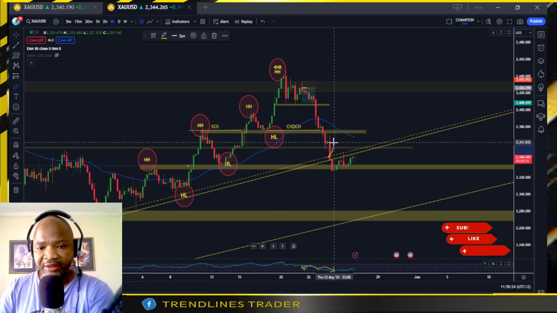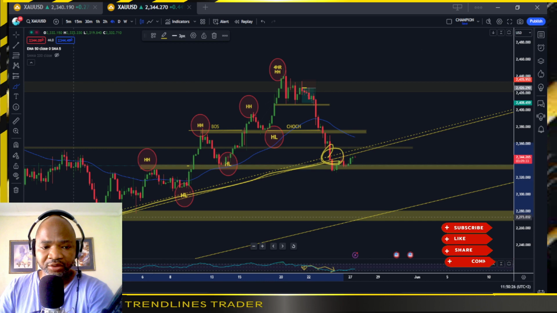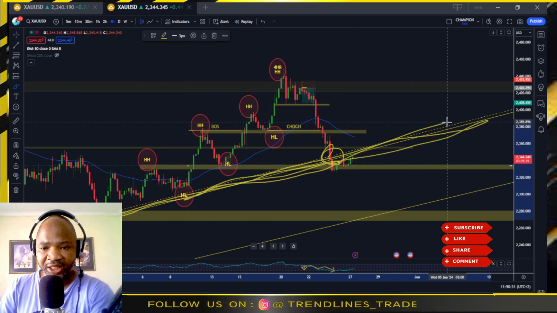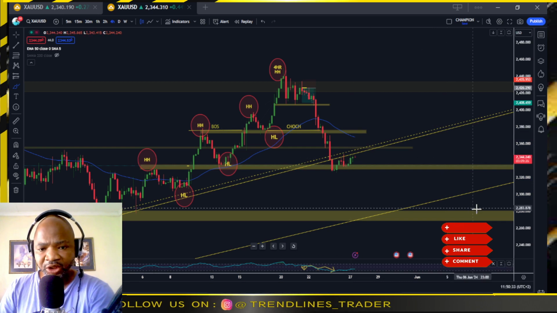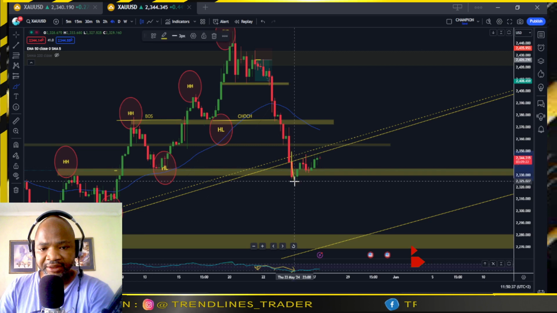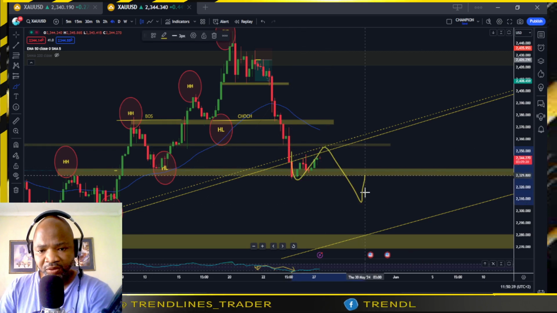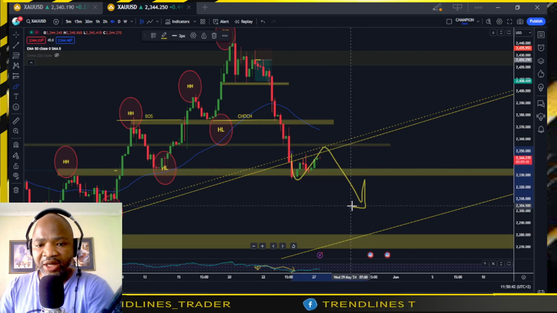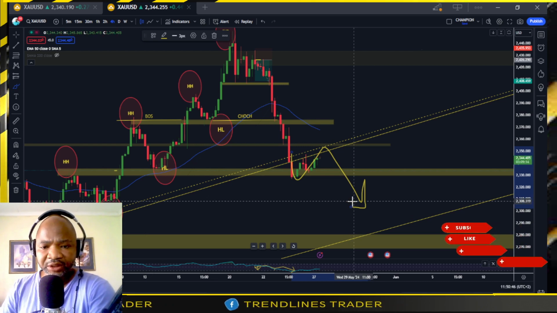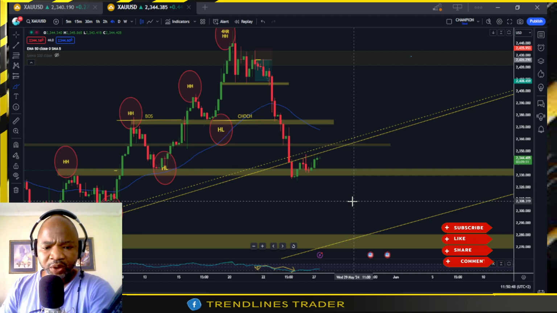As you can see, we broke this diagonal support right here. Can you see what I'm drawing there? That diagonal support, the price managed to break, and now we are retesting before we push towards the downside. So I will be expecting this type of movement today or this week. It could take a week.